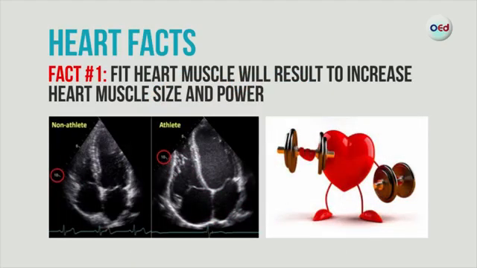Fact number 1. A fit heart muscle will result in increased heart muscle size and power. During our discussion in Lesson 3, Fitness Tests, what is the usual heart rate at rest? Can you still remember? An average person's heart rate is between 60 to 100 beats per minute. This is during zero to low levels of effort.